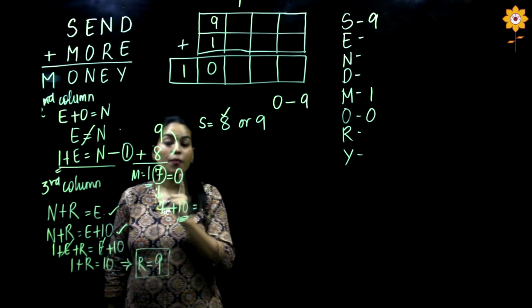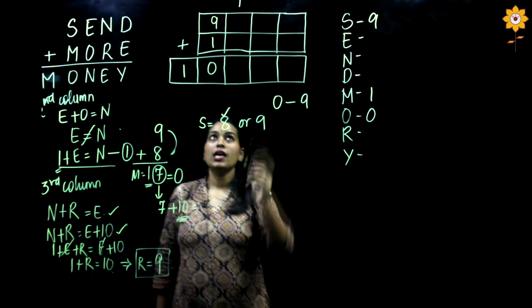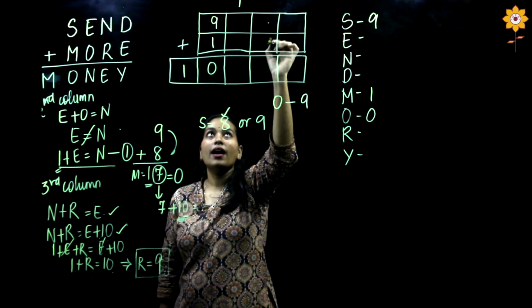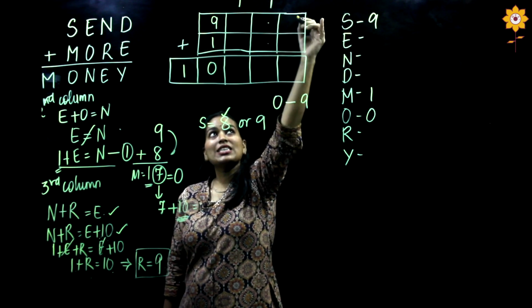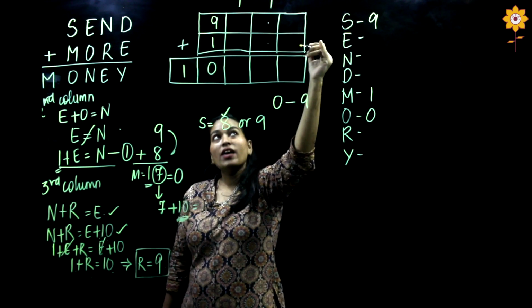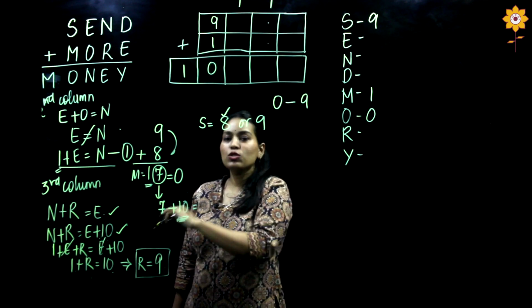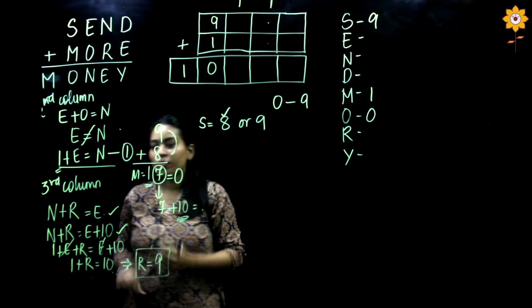But what could be a possibility is that here when you are adding n and r, there could be a carry that is coming from this particular column. If we consider that carry and try to solve this solution, how will you update this solution?